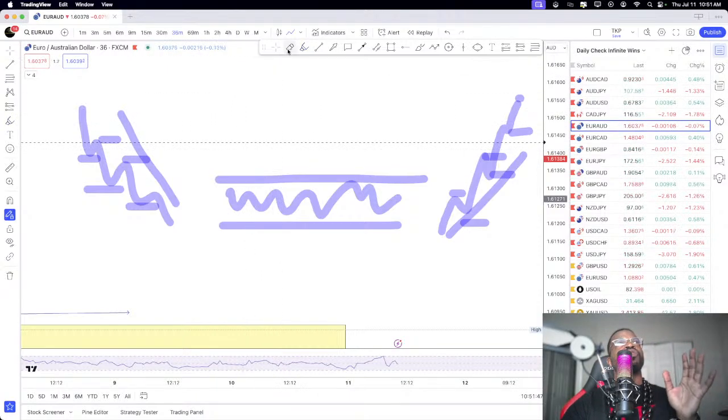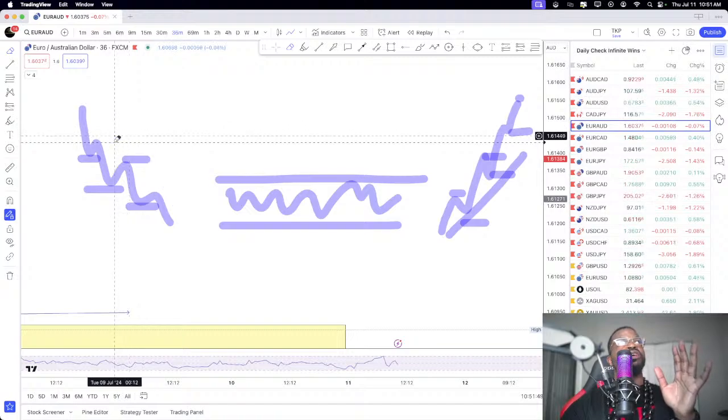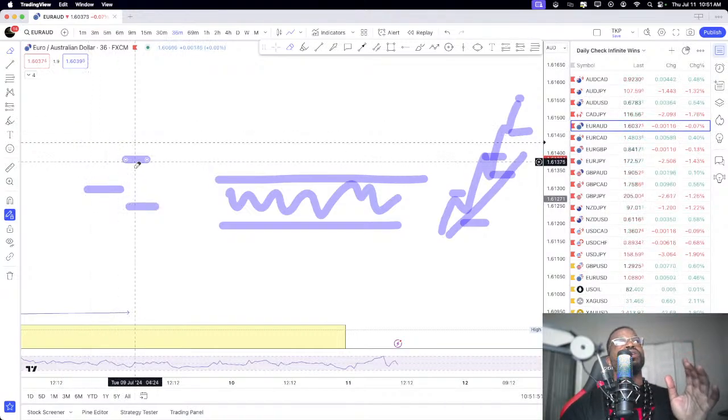So what we do, since we understand the market only moves in 3 different directions, is we look for strong levels either above or below the areas where we see price consolidating.